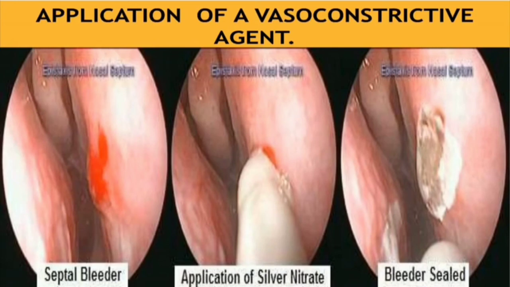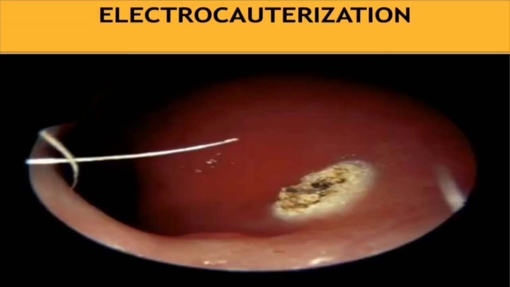If epistaxis is still not controlled with conservative measures in nasal packing, surgical intervention is required. The picture demonstrates chemical cauterization of the bleeder with silver nitrate. Electrocauterization under endoscopic visualization may be done using bipolar cautery.